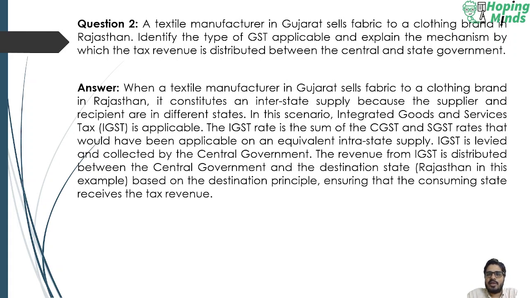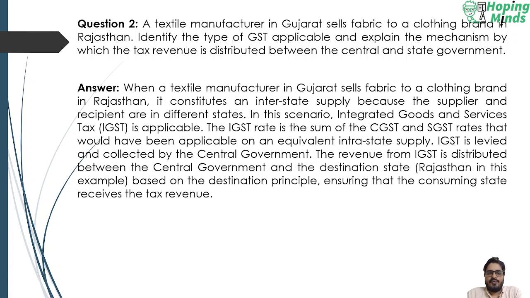A textile manufacturer in Gujarat sells fabric to a clothing brand in Rajasthan. Identify the type of GST applicable and explain the mechanism by which the tax revenue is distributed between the central and the state government. So we have already studied that intrastate supplies are those where sales take place within the boundary of the state, whereas in interstate supplies sales take place between two states, and in case of interstate supplies IGST is charged, and in case of intrastate supplies CGST and SGST or UTGST is charged.